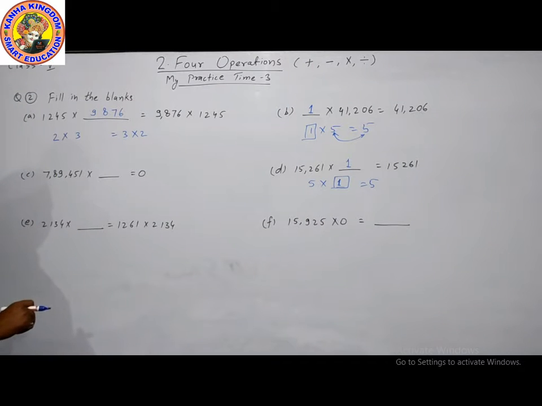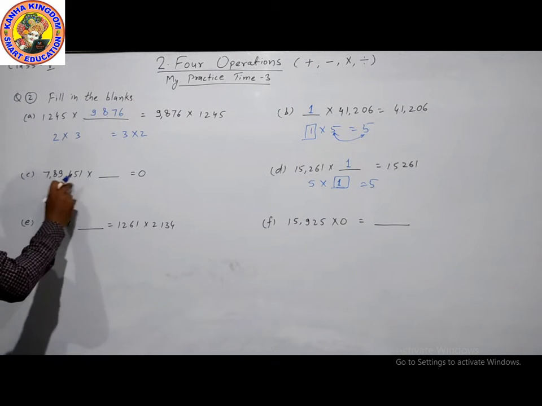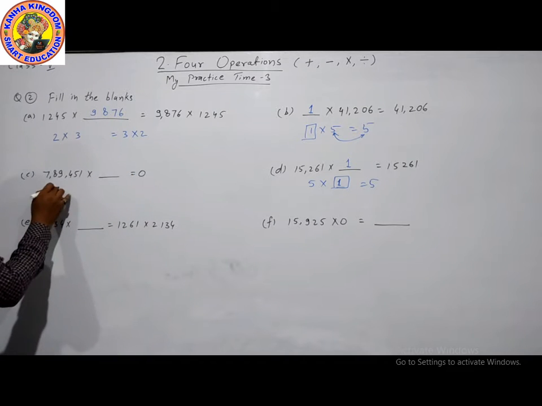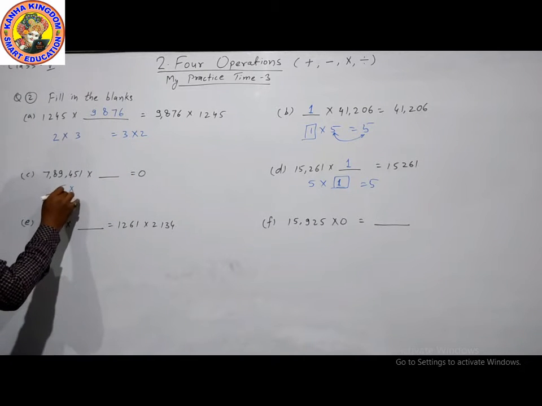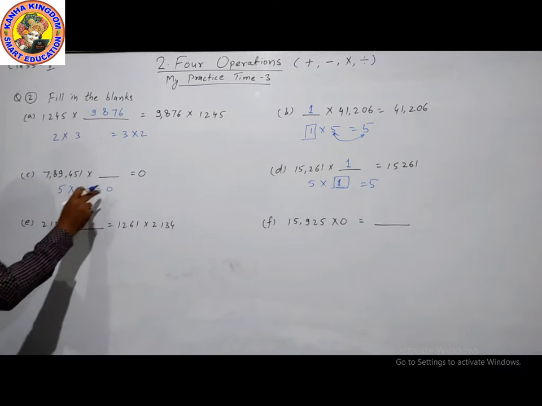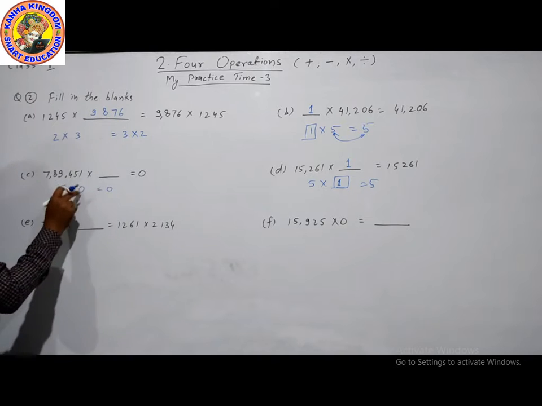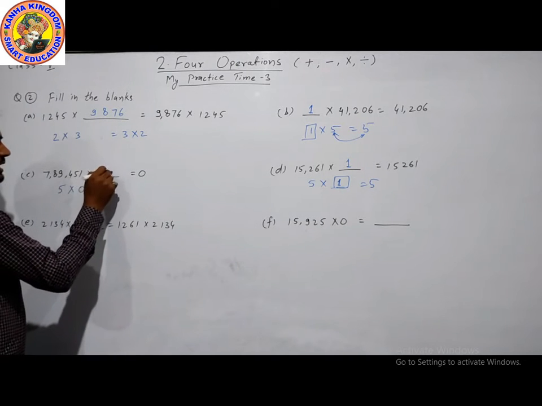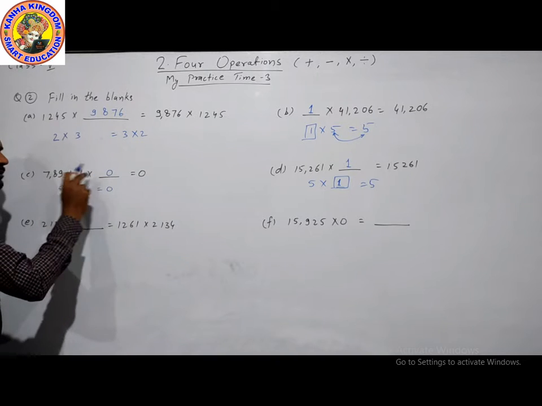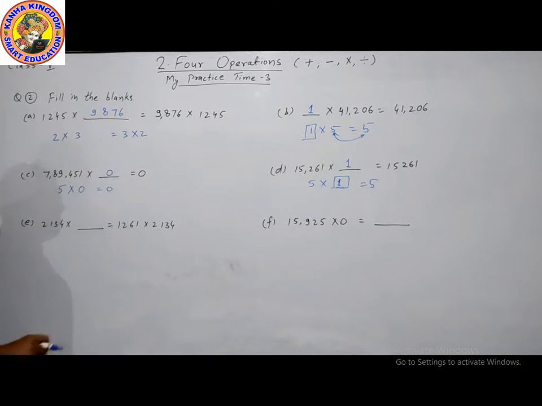Now taking part C. A number is multiplied by another number and we get 0. We know that 5 multiplied by 0, 5 into 0, answer is 0. So when the answer is 0, we will multiply by 0. So here is 0. When we multiply any number by 0, the answer is 0.